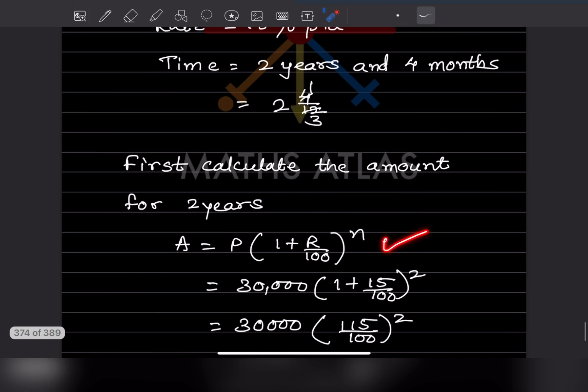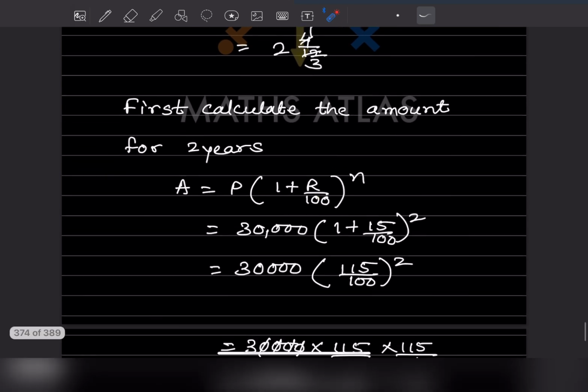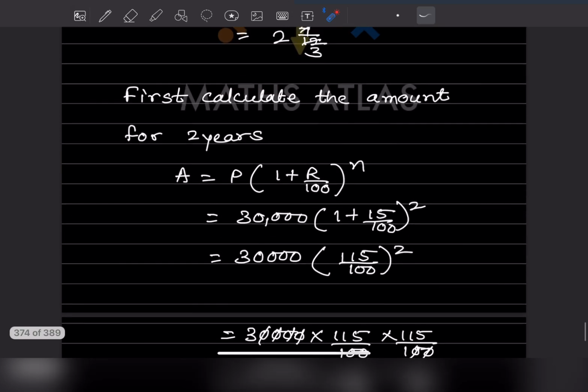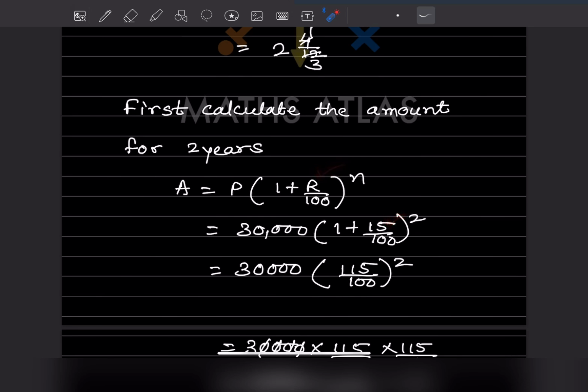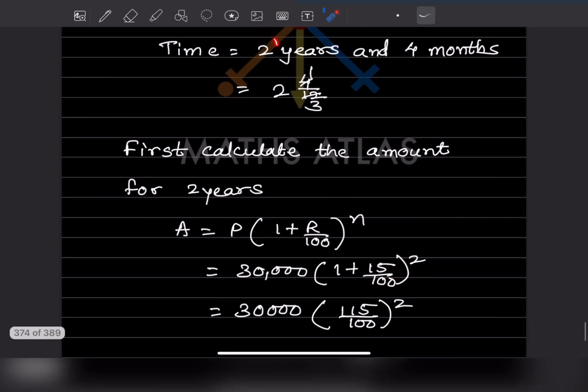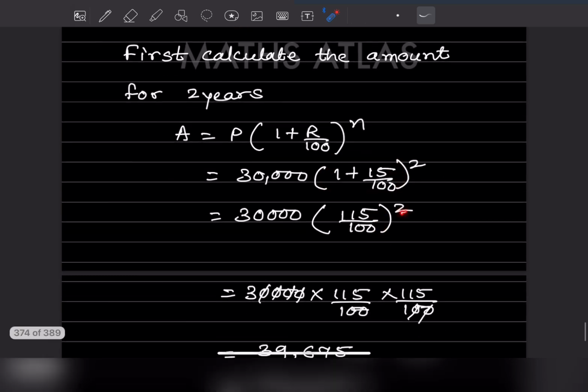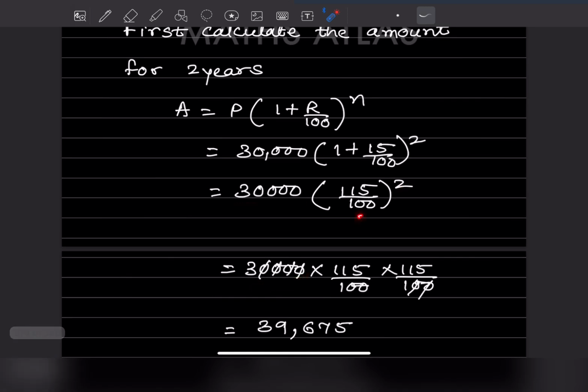So amount is P into (1 plus R by 100) to the power N. So the principal is given as 30,000. And 1 plus the rate of interest, which is given as 15, over 100, and the number of years, that is 2, we will consider here. So now when you add 1 plus 15 by 100, the LCM is 100. So it will be 115 by 100 raised to 2. So this 30,000 stays as it is. This you are going to multiply 2 times. So this 2 and this 2 zeros get cut. So here multiply 3 into 115 into 115.